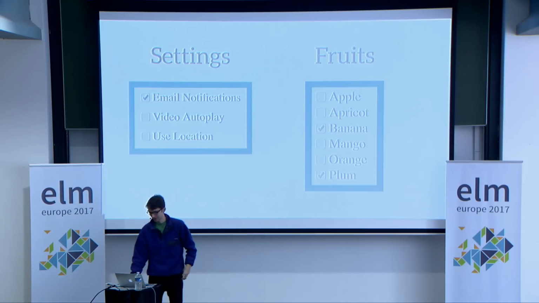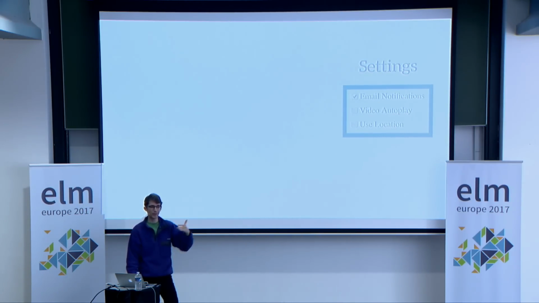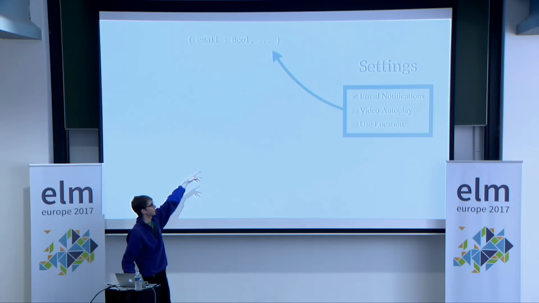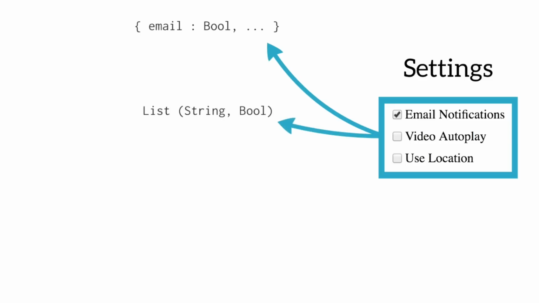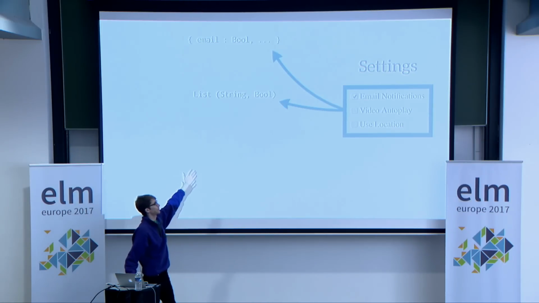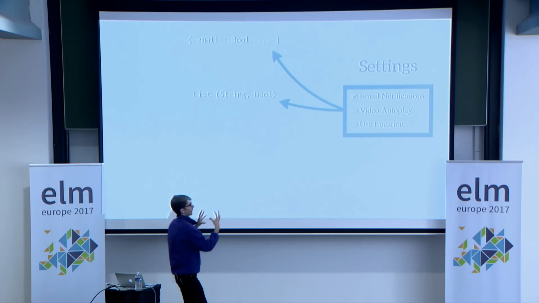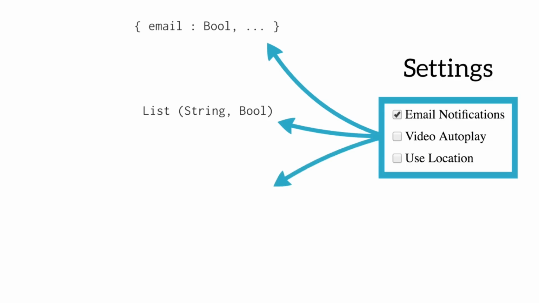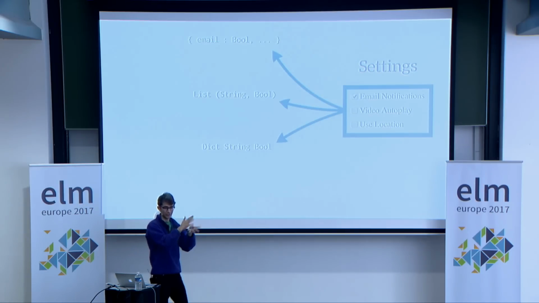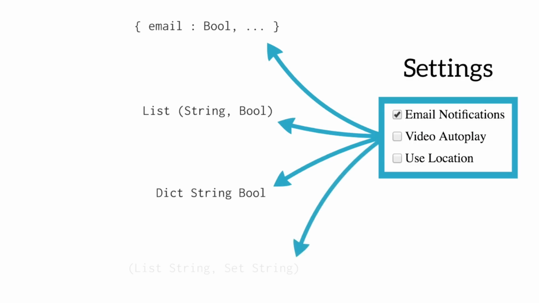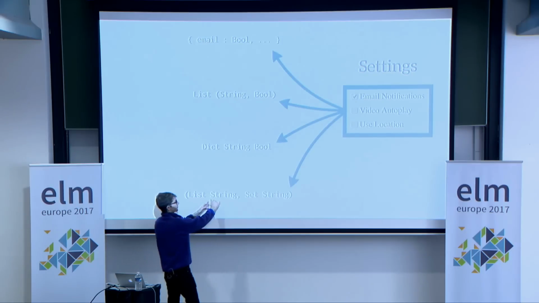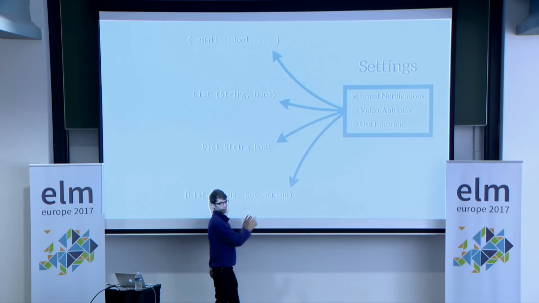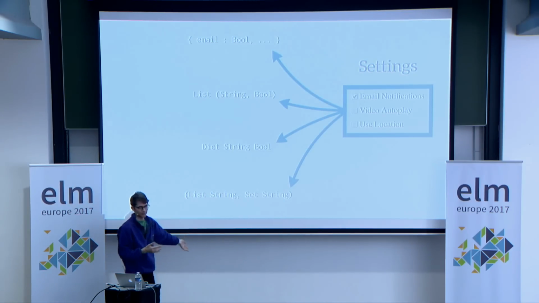When I look at the settings, the first question I ask is, how do I model this information? Do I use a record where I say there's email, video, location? Do I use a list of pairs where the string would be email notifications true, autoplay false, location false? Do I choose a dictionary, which would work similarly, but now it's unique on these things? Or do I have a list of strings, these are all the options, email, autoplay, location, and then a set of which ones are selected. So this would just be email. And we can think of more.